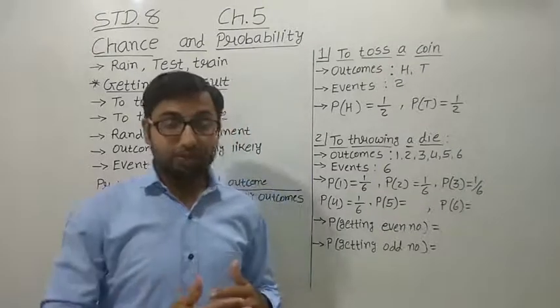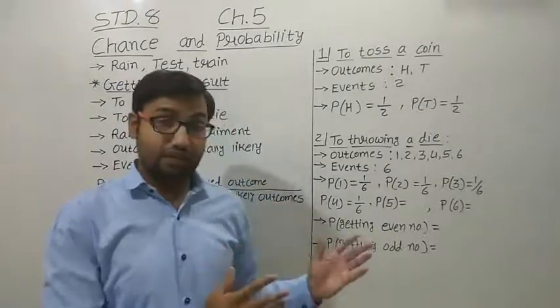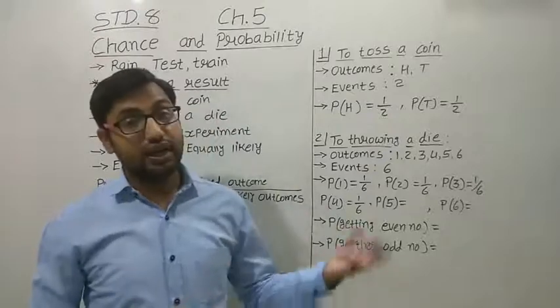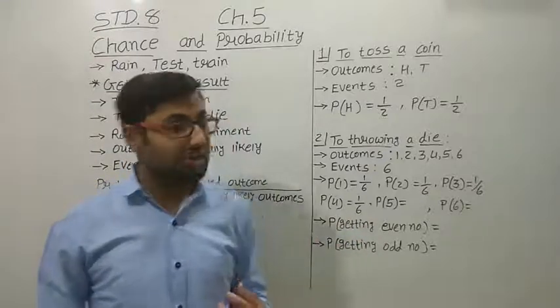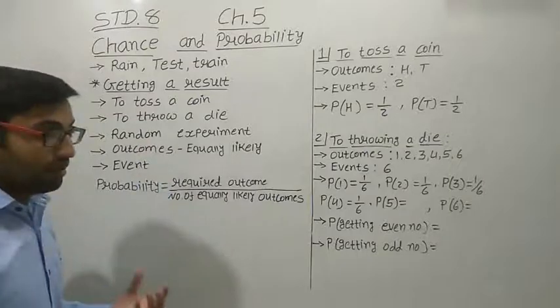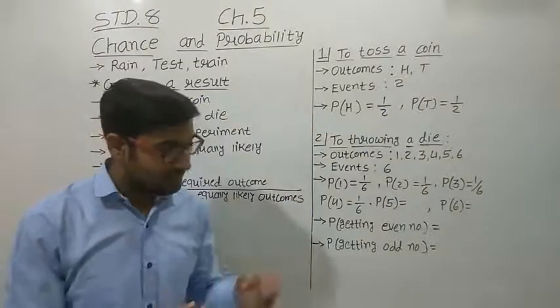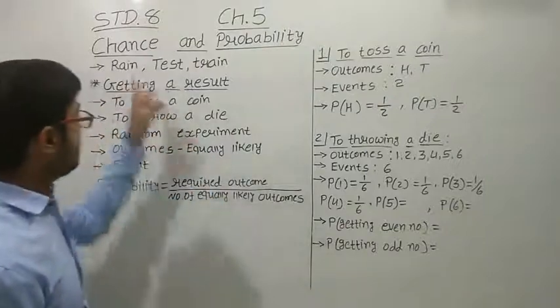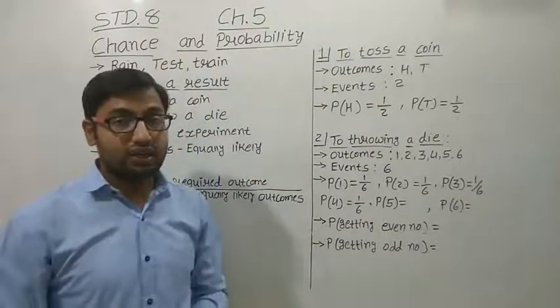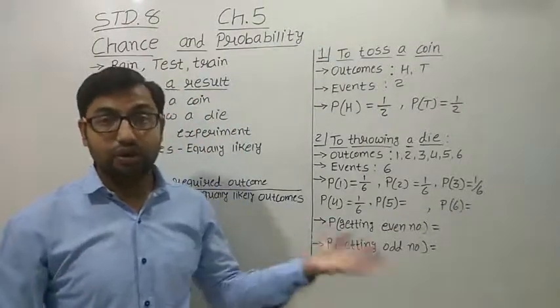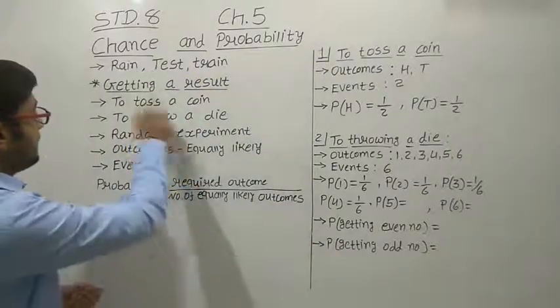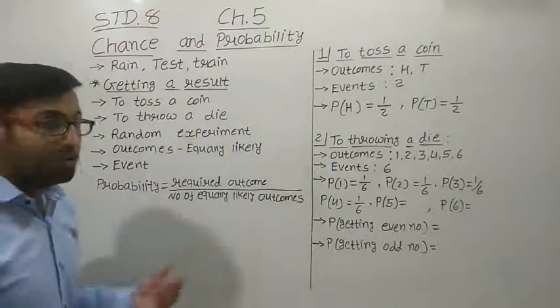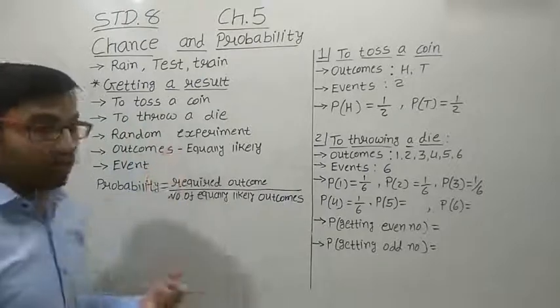But some experiments are there in which we can get the proper output, a proper result. We can say surely that yes, this will happen or this will not happen. But in these three examples, we cannot surely tell whether the things will happen or not. So, some examples of getting results: to toss a coin.